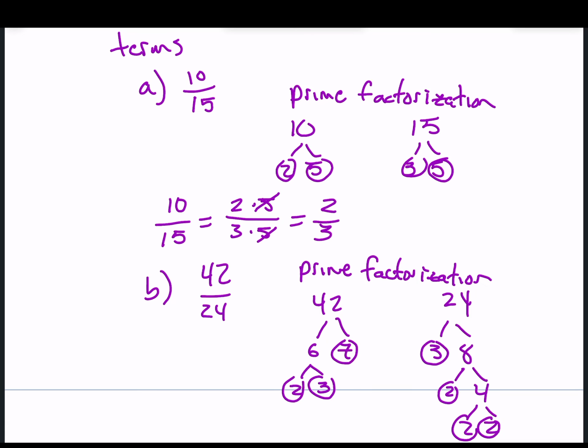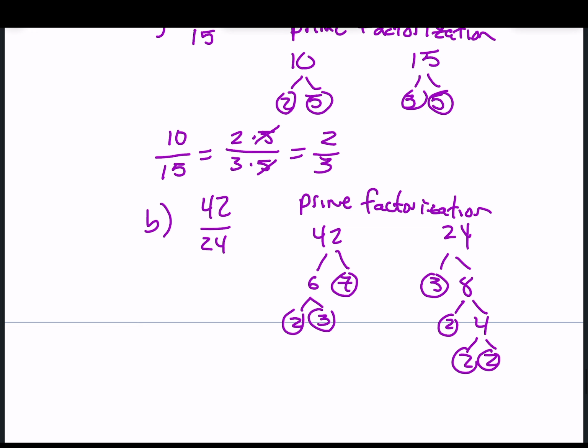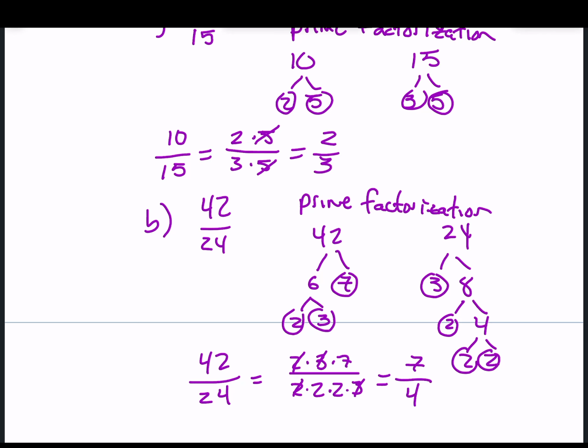So what factors do they have in common? Well, we can rewrite them as the product of their prime factors. So that's 2 times 3 times 7 over 2 times 2 times 2 times 3. We can cancel out a factor of 2 and a factor of 3 from both, and we're left with 7 over 2 times 2, which is 4. So 7 over 4 is our answer there.